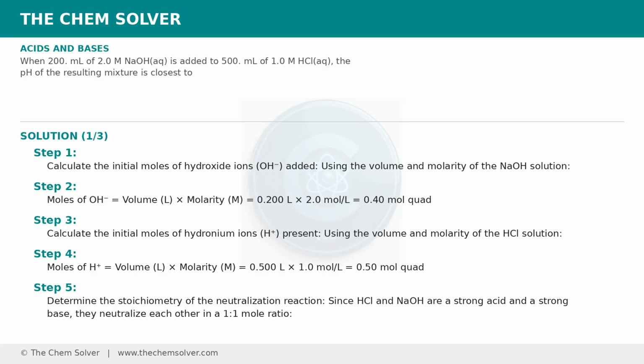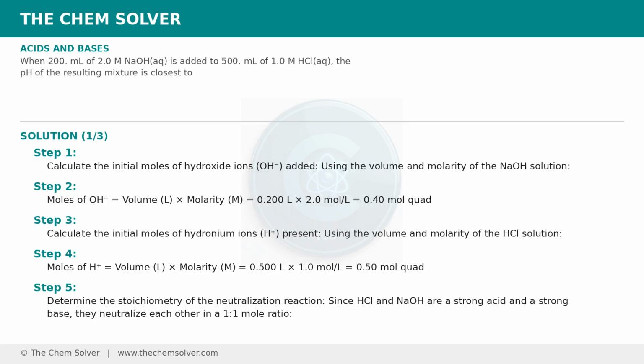Calculate the initial moles of hydroxide ions, OH⁻, added, using the volume and molarity of the NaOH solution. Moles of OH⁻ equals volume in liters times molarity, equals 0.200 liters times 2.0 moles per liter, equals 0.40 moles.